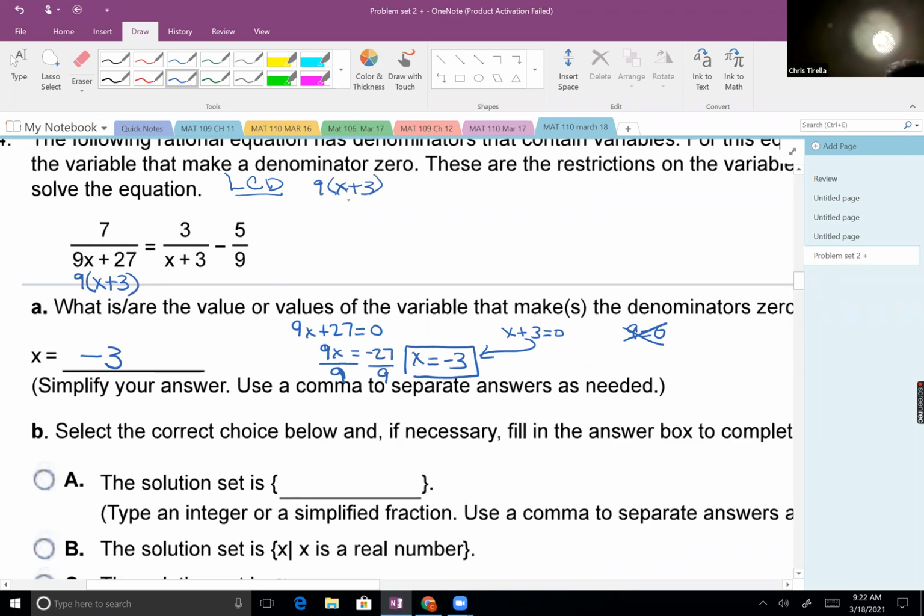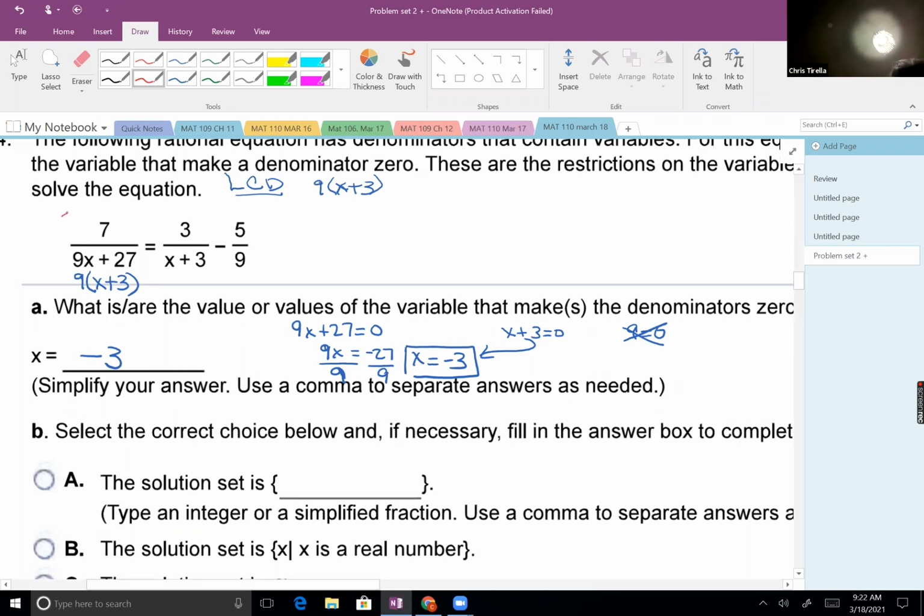So for that first fraction, I need 9 times x plus 3. Second fraction needs x plus 3, and it's there already. Third fraction needs 9, and it's there already. So that'll be my common denominator. Is everybody all right with that decision? And this is where I miss really being in a room with you folks, because then I could look up and see if you guys are in agreement or not. But I'm going to go on the assumption that silence means it's okay.